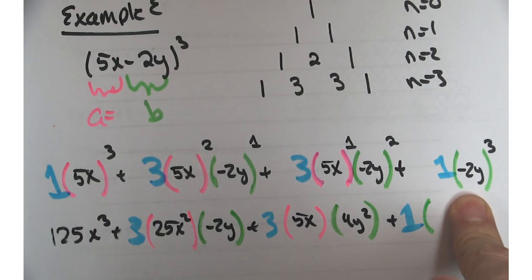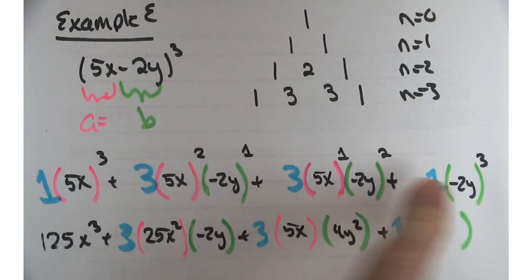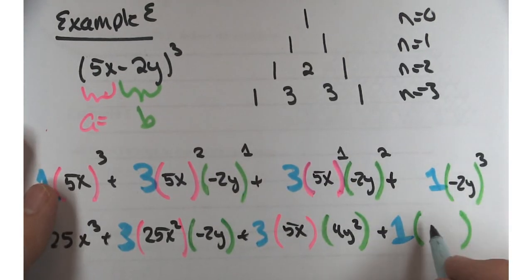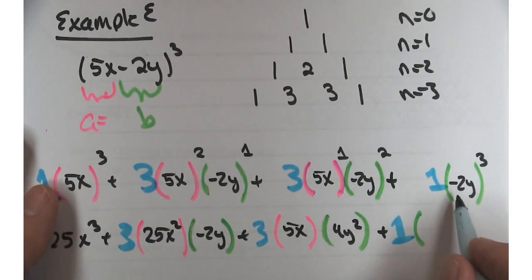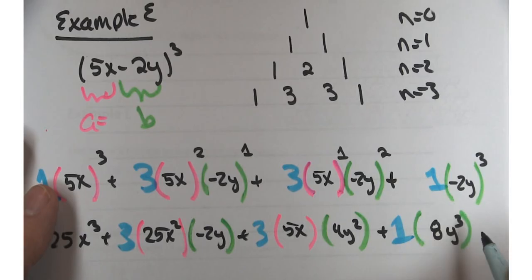Somebody I haven't heard from yet today. Jaya, what do I get when I cube that out, please? 8y cubed? Negative 8. Yeah, good. It's going to be negative 8.